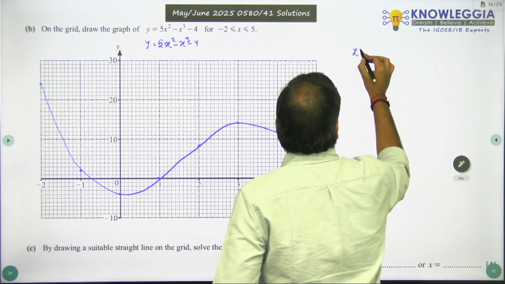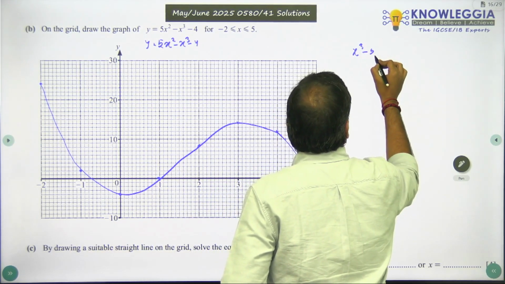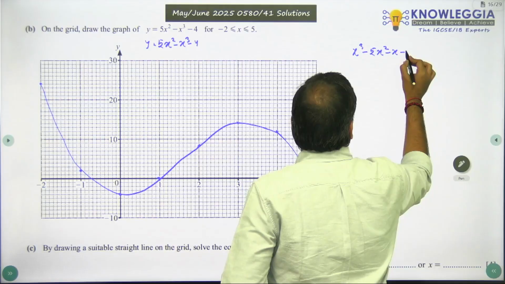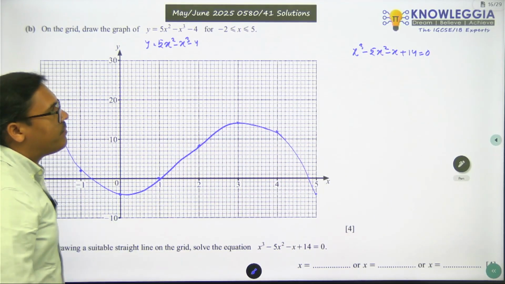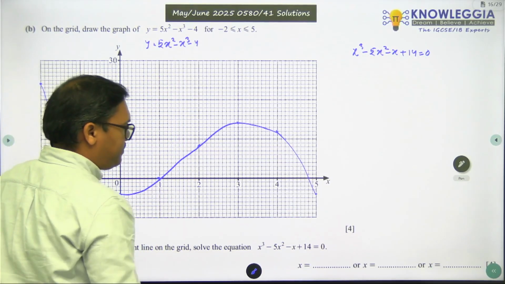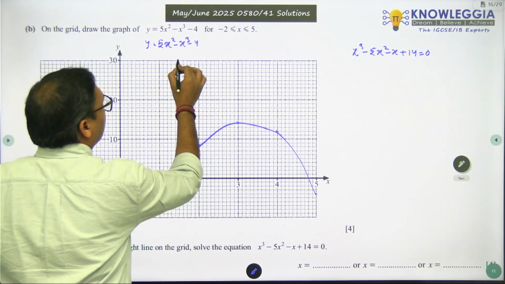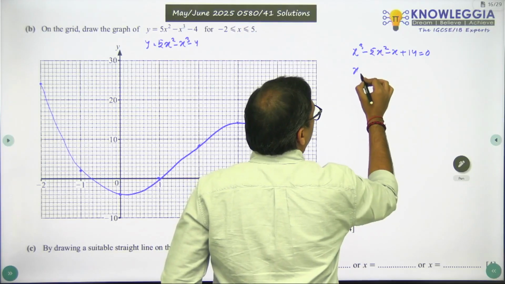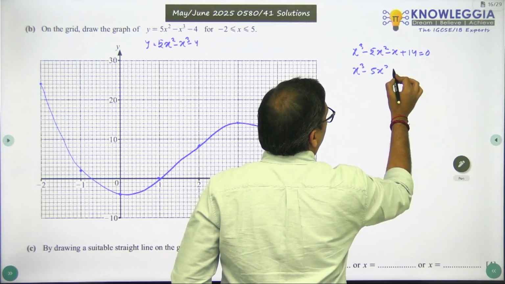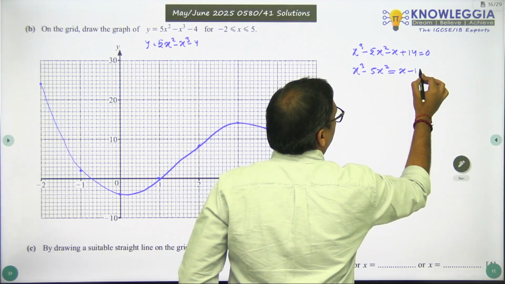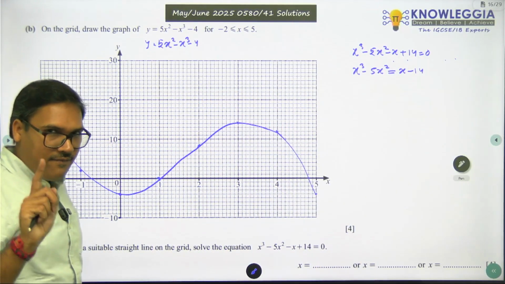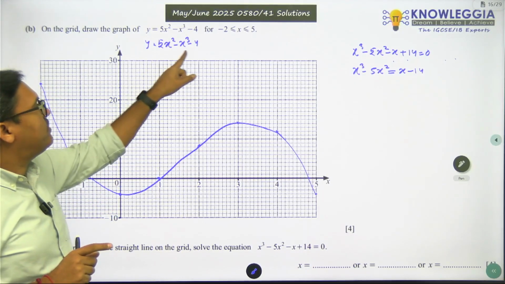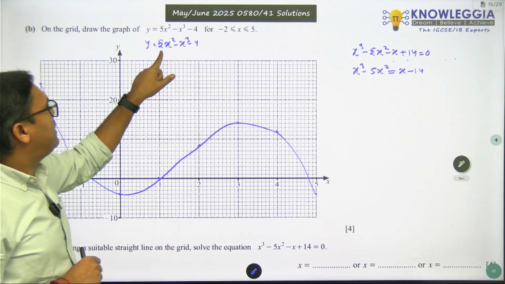We have to solve x cube minus 5x square minus x plus 14 equal to 0. You can see, you have x cube. This equation is the same as x cube minus 5x square equal to x minus 14. I have taken this x on this side and minus 14 on this side. Now which function have we drawn the graph of? We have drawn the graph with 5x square.